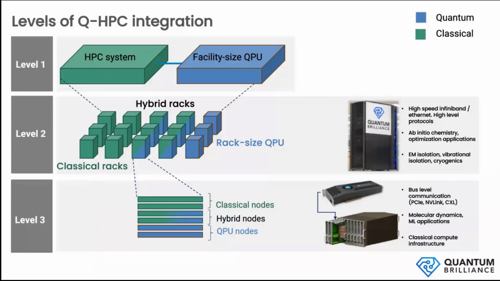And of course, when you put the quantum computer close to an HPC cluster, you need to take into account, for example, the electromagnetic isolation that your system needs, or vibrational isolation. And if you work with low temperatures, the cryogenics, right? So there are multiple things that you need to pay attention to when you try to move the quantum computer close to the classical racks. And of course, we are aiming for level 3.